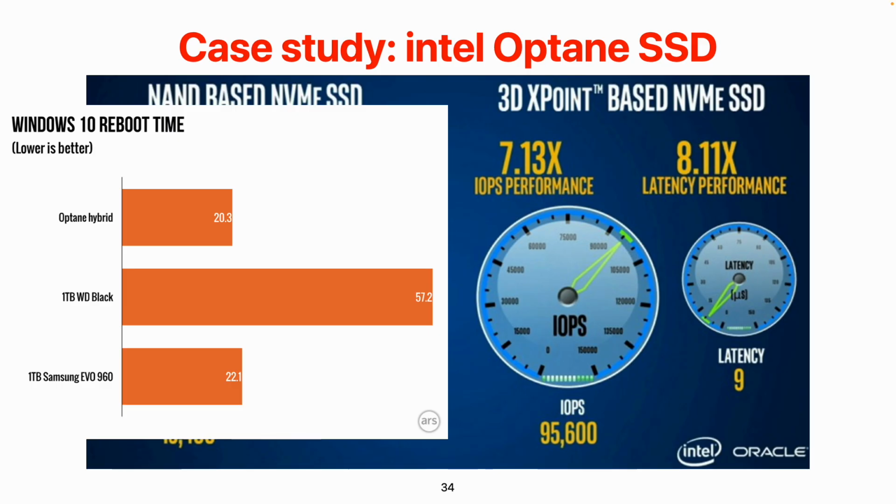So this is the booting time for Windows 10. For a hard disk drive like this one, it takes about 60 seconds. But for a Samsung flash-based SSD, it's about 22 seconds. And using Intel Optane memory, it's indeed faster, 20 seconds. But do you care about that 2 seconds? If I told you that you have to pay twice the amount of money to get this 2 seconds, are you going to do it or not?